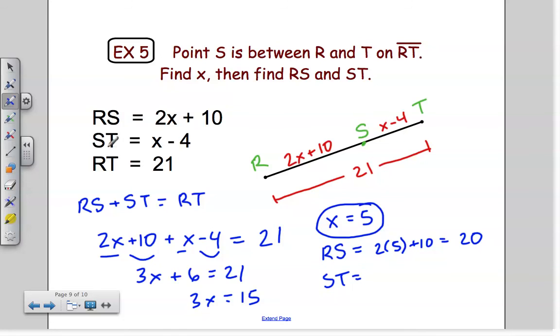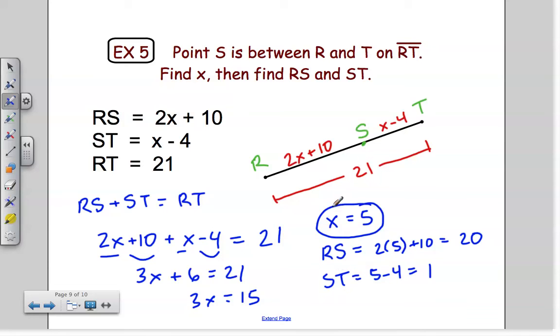And what does ST equal? Well, it's x minus 4. Again, x was 5. 5 minus 4 is 1. Let's see if this works out. If RS is 20, wow, that's really long. ST was only 1, so point S must have been almost like here. 20 plus 1 is a full length of 21. And we're good to go.